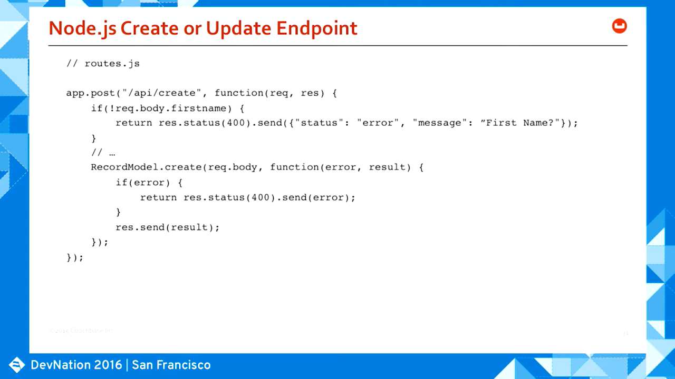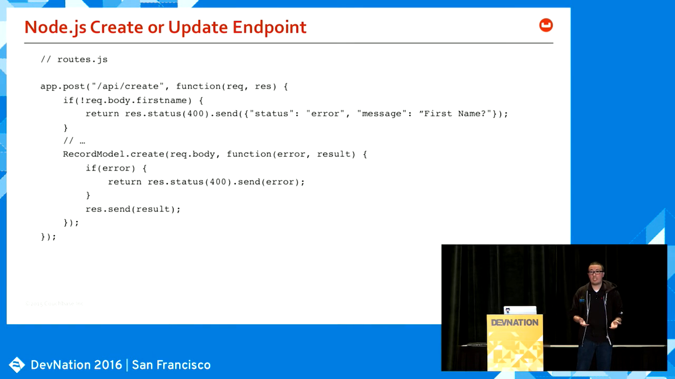So this is what it would look like for one of the routes, one of the endpoints to our application, one of the entry points to getting data. This would be the endpoint for saving or creating. What we would do is listen for post requests against this create endpoint. We're saying that if the post body does not contain a first name, then we're going to return an error.